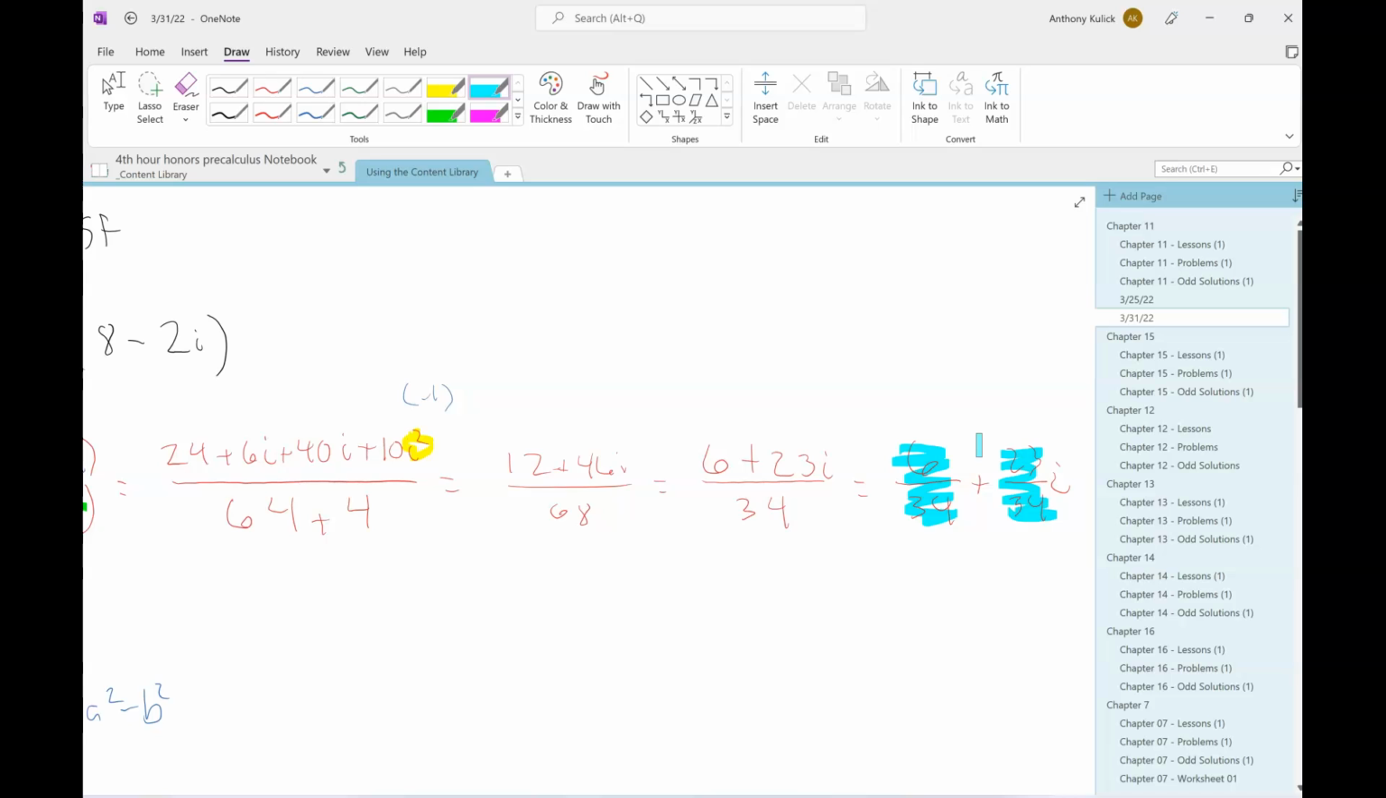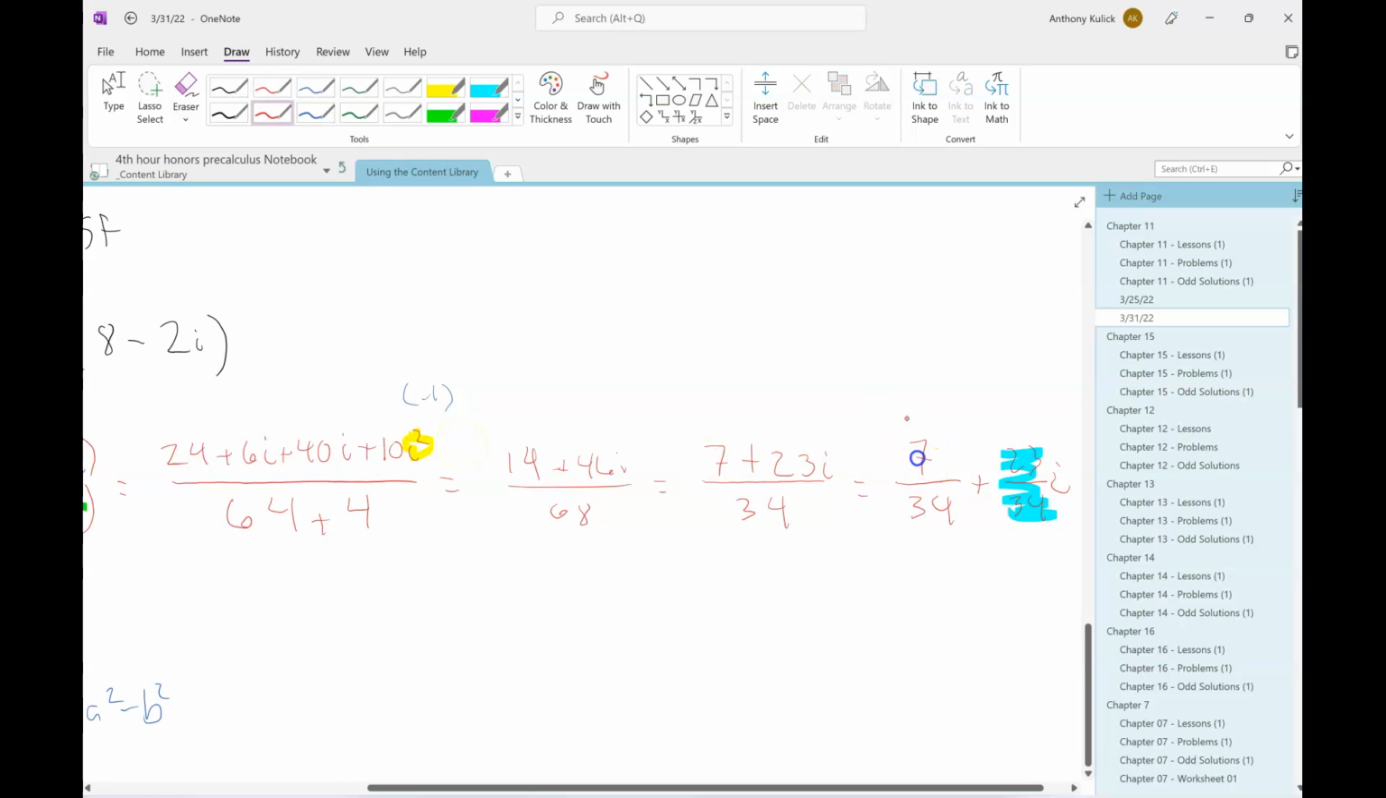Yes, you should do that. Mia. 24, oh, it should be 14, huh? Is that what you're saying? 24 minus 10. But yeah, you're right. 12 wasn't the right number there.